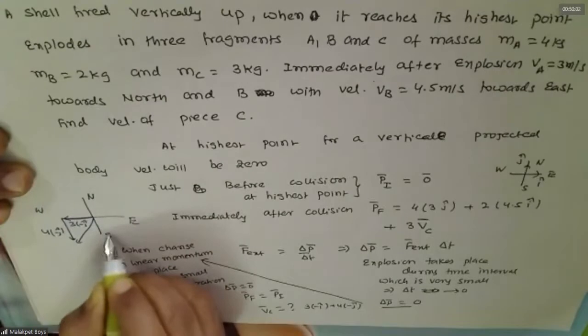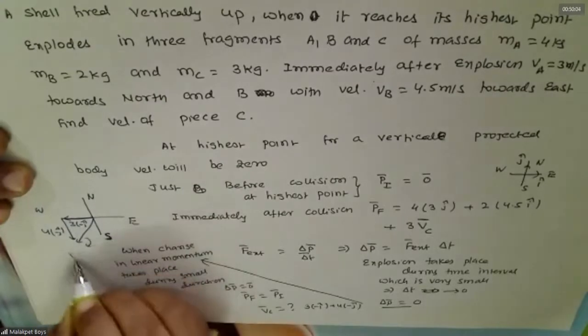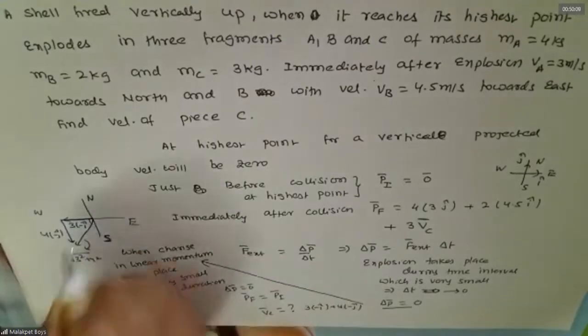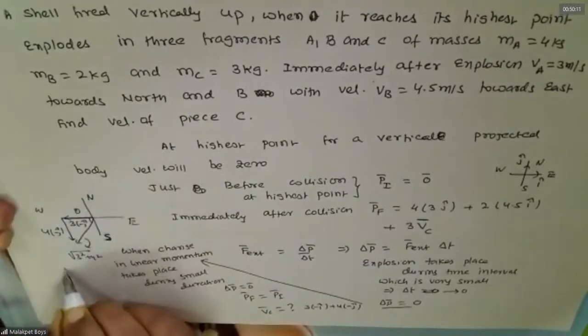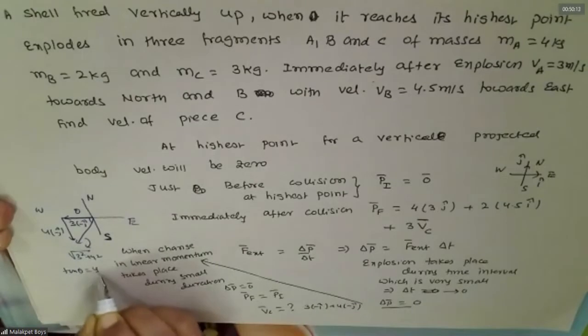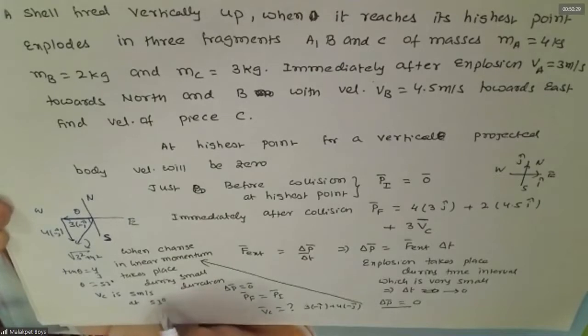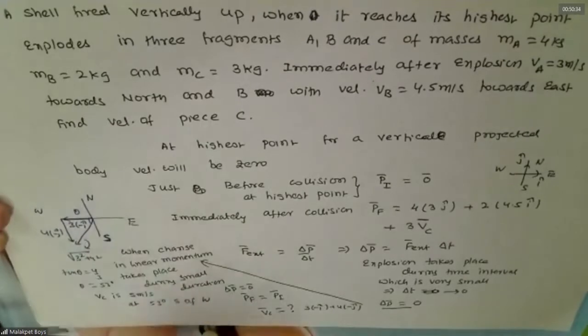This is root over, what is this? Remember this? 5. 3 square plus 4 square is equal to 5. So suppose this is theta. What is the tan theta? Tan 37. So tan 53, so 53 degrees. That means the vector has magnitude 5 meters at 53 degrees, south of west, no? This is west, south of west.